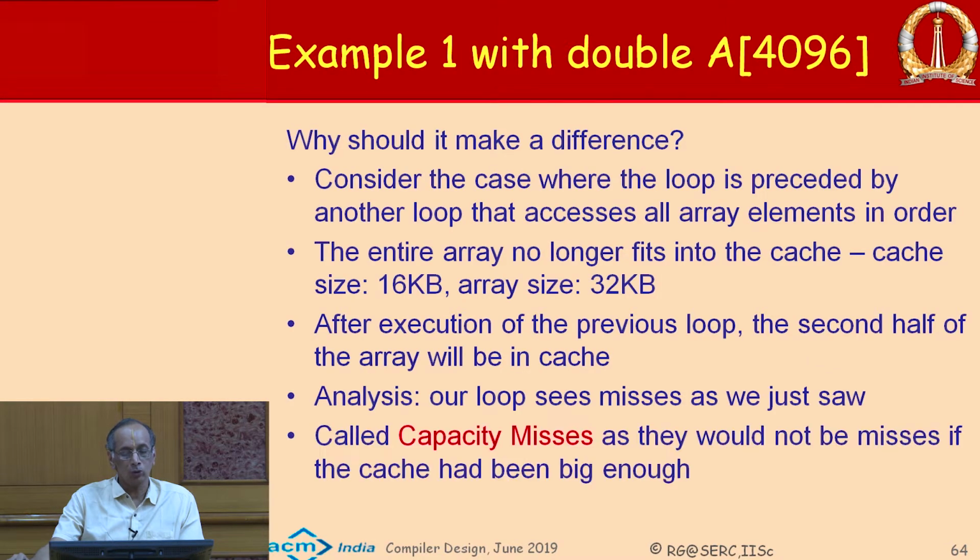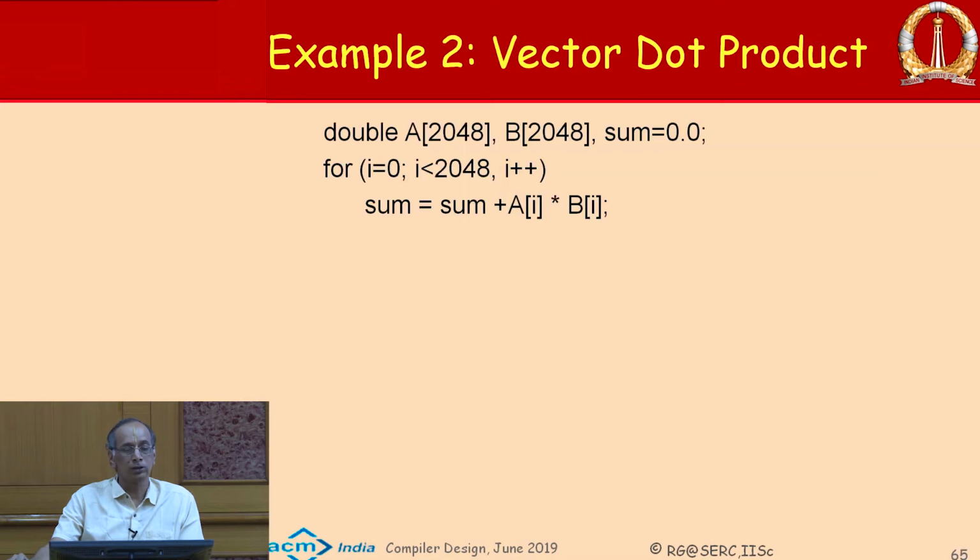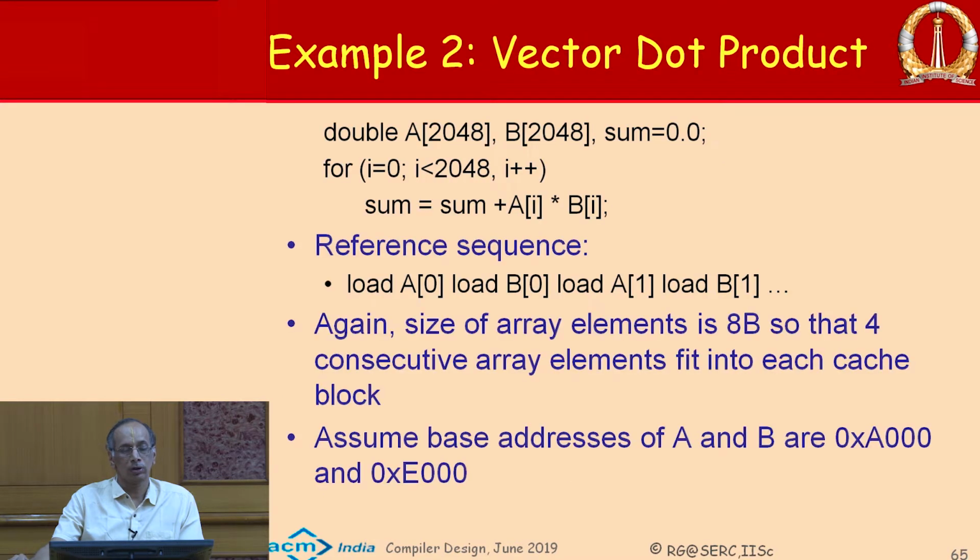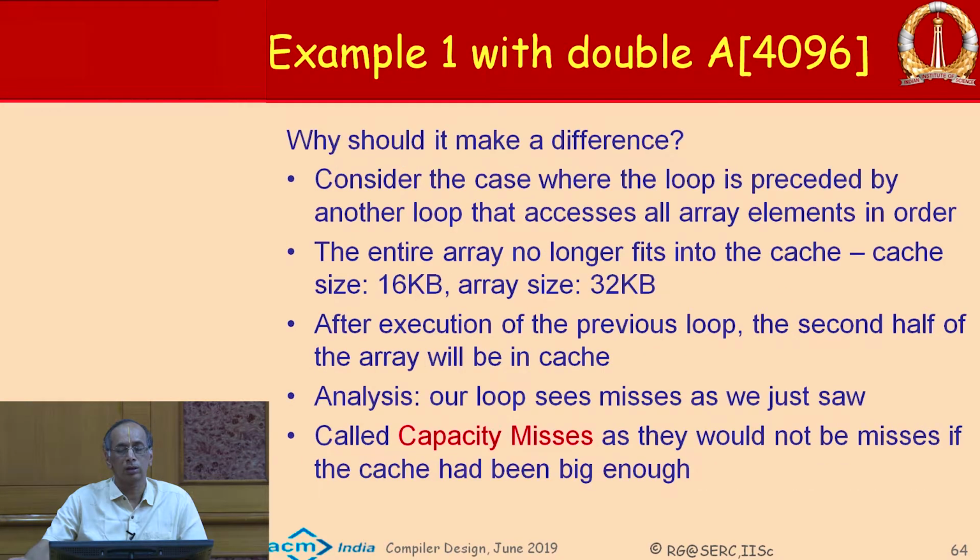Then also, if you go through this array once, so this is example 1 with this much. Now the first time that you go through, you have all compulsory misses, but if you go through it 10 times, then you remember that you can only hold 2048 elements in your cache, because it is a 16 kilobyte cache.